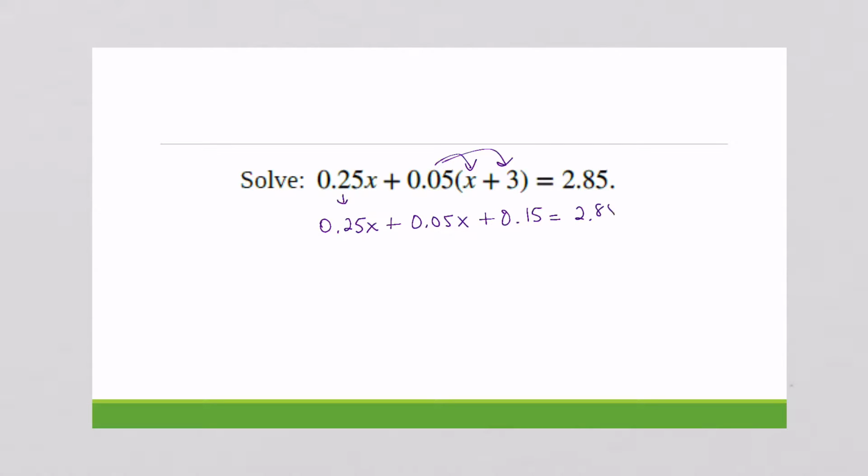Promise ya. Okay, so now you can either go ahead and combine your like terms and keep all the decimals in there. I don't really care. But if you want to get rid of the decimals, I would multiply everything by 100. So multiplying everything by 100, I wind up getting 25x plus 5x plus 15 equals 285. So now I'm going to combine my like terms.